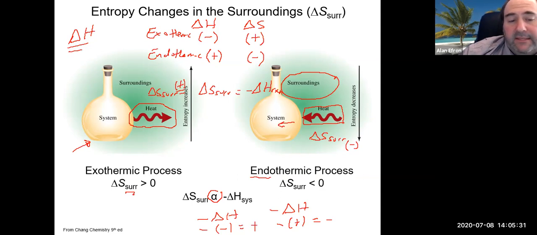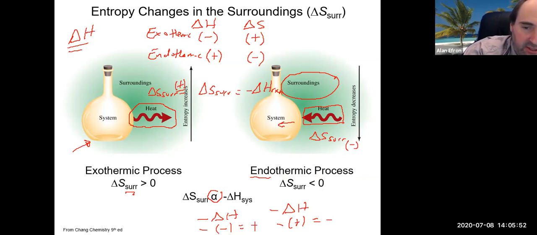Now, let's take a look at a different example. Same situation, but instead of my surrounding temperature being, say, 25 degrees, let's just pick 600 degrees Celsius, for example. That is significantly higher in temperature to begin with. So let's just say our surroundings were 600 degrees to begin with.